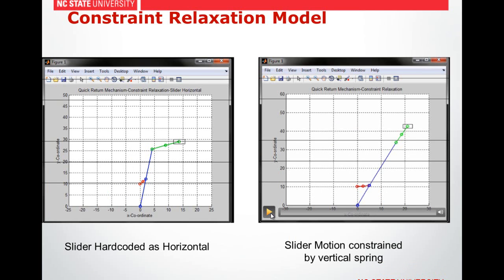There are two ways in which I constrained the slider at the top to move horizontally. One way was by hard coding it to move horizontally, while in the other method I used vertical springs to restrict its motion. So as we can see, where the vertical springs are concerned, it tries to move along the horizontal direction with an oscillation in the vertical direction, whereas when it's hard coded to move horizontally, the slider moves horizontally but the connection of the link with the rocker arm is affected.